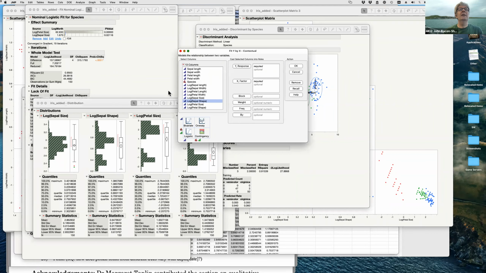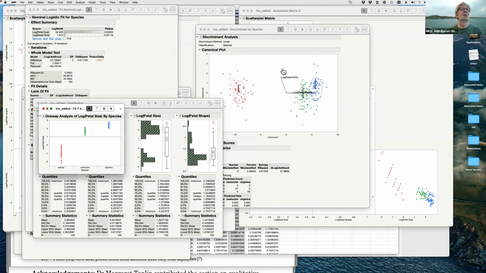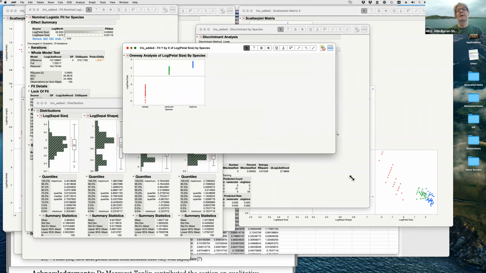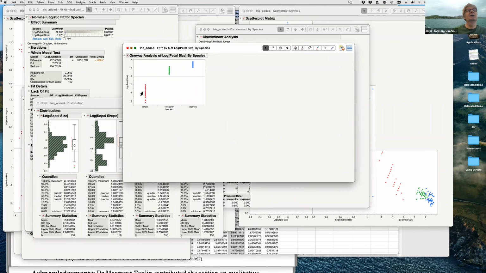Yeah, let's look at petal size, log petal size by species. Right, so here you can see very nicely that for the setosa, generally the size, oh sorry, this is size, not shape. For the setosas, generally the size is less than 10, sorry, less than 1. So on the log scale, we've got negative values, whereas for the other two, you can see that the log is greater than 1. So these are 10 and above.